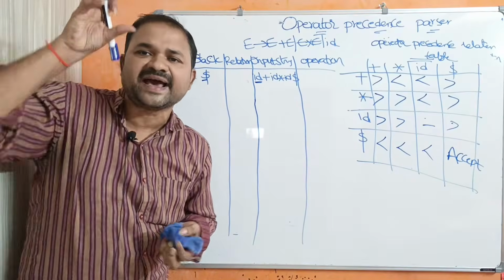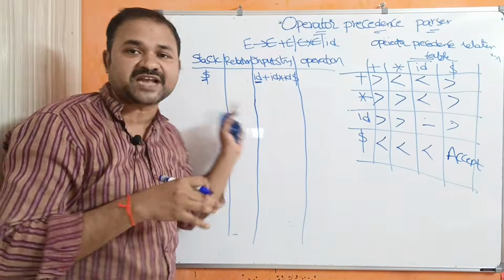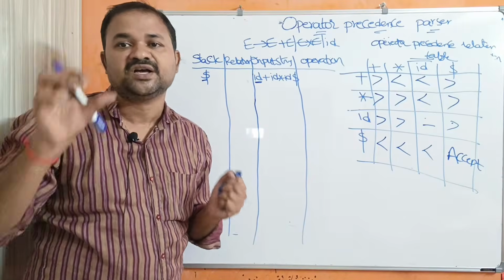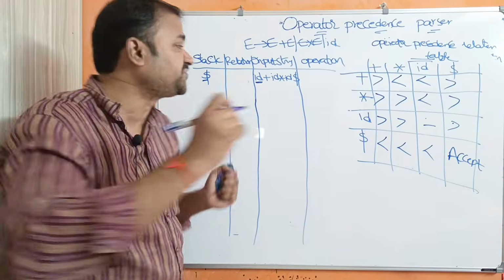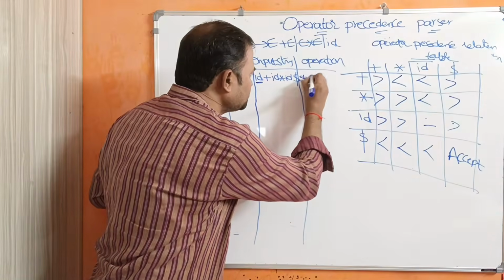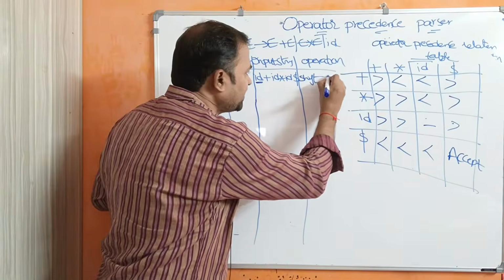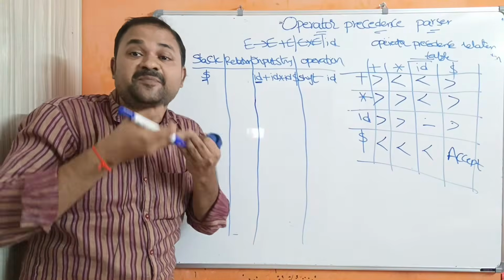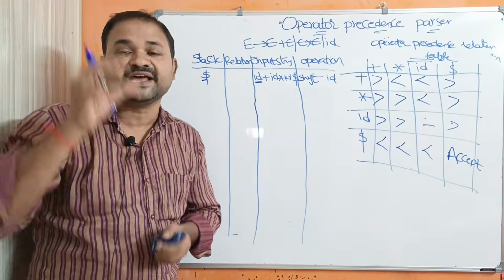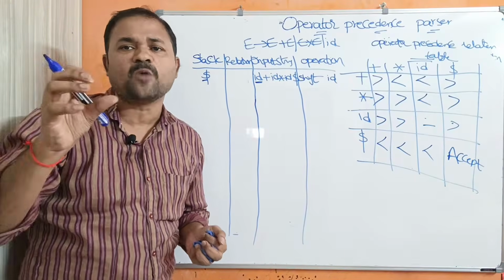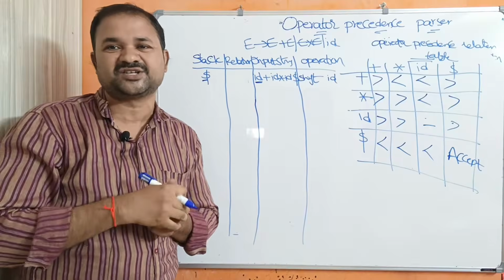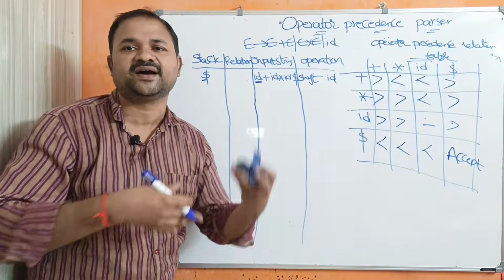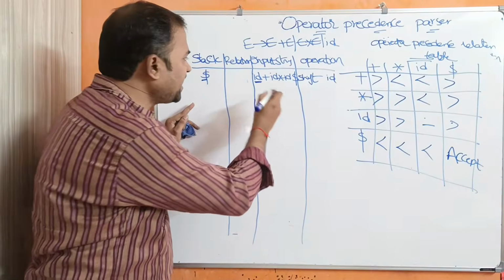ID is having higher priority. If the input symbol has higher priority than stack topmost symbol, then simply we have to perform the push operation. Push means we have to perform shift operation. So shift, we have to shift the input symbol. What is the input symbol? ID. Suppose if stack topmost symbol has higher priority than the input symbol, then we have to perform the pop operation. Pop means we need to perform the reduce operation. It is just like infix to postfix conversion algorithm that we saw in data structures.